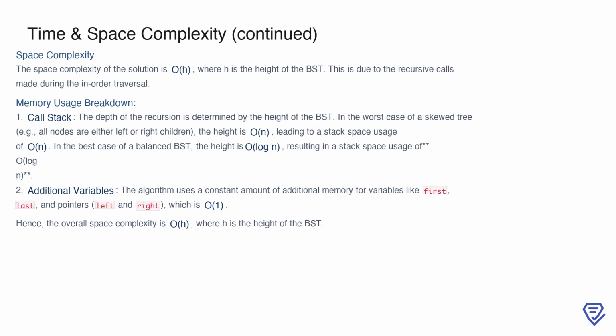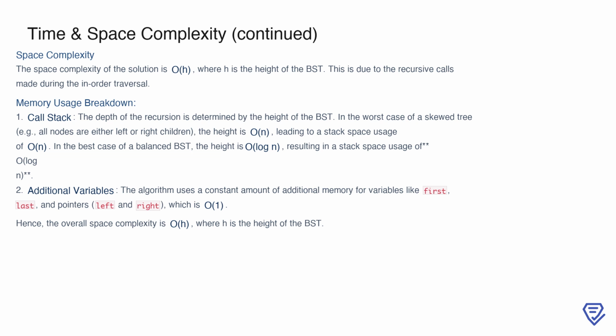The space complexity of the solution is O(h), where h is the height of the binary search tree. This is primarily due to the recursive nature of the algorithm, as each recursive call adds a new frame to the call stack. The depth of the recursion corresponds to the height of the BST. In the worst-case scenario, where the tree is completely skewed, meaning all nodes are either only left or only right children, the height of the tree is O(n), leading to a stack space usage of O(n).